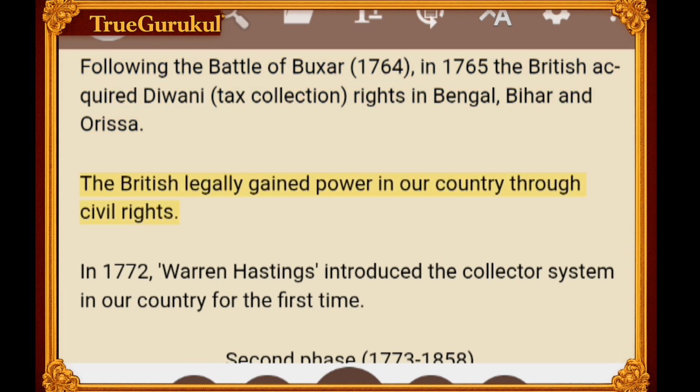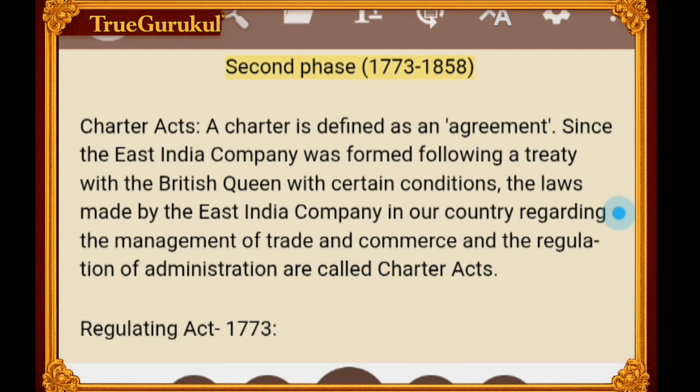The British legally gained power in our country through civil rights. In 1772, Warren Hastings introduced the collector system in our country for the first time. Second phase, 1773-1858: Charter Acts. A charter is defined as an agreement.